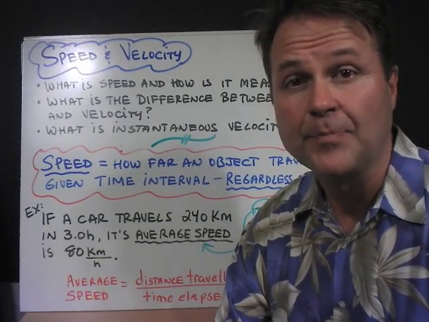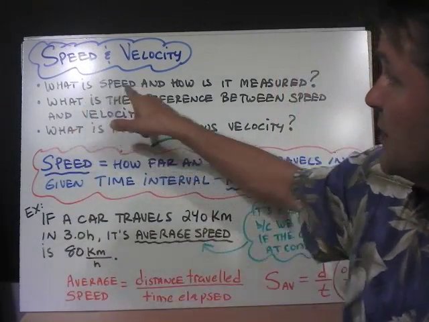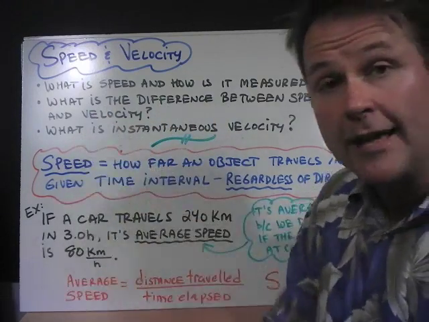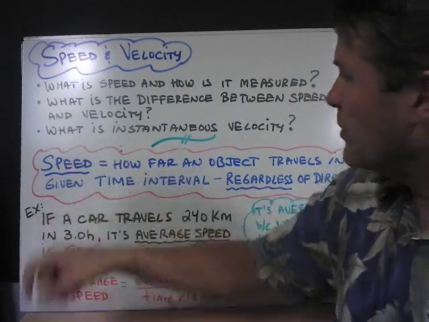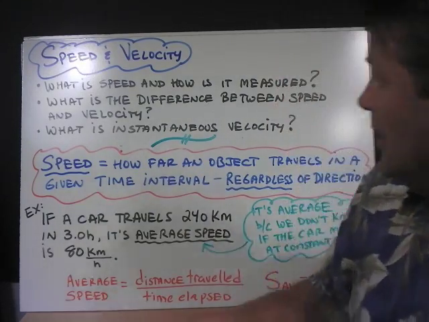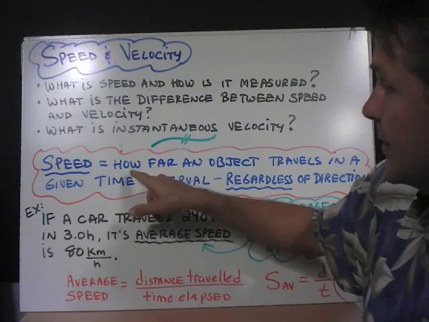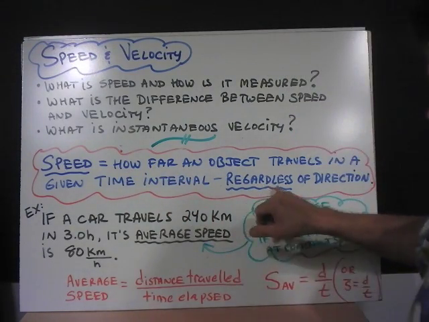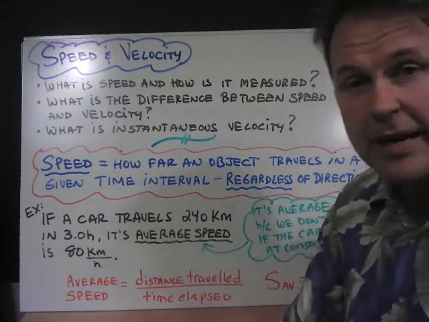Speed and velocity. In this video, we're going to look at what is speed and how is it measured, what is the difference between speed and velocity, and what do we mean by the term instantaneous velocity. So speed is how far an object travels in a given time interval, regardless of direction. That's what we mean by speed.